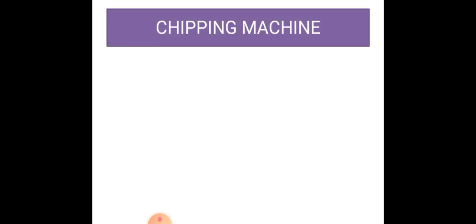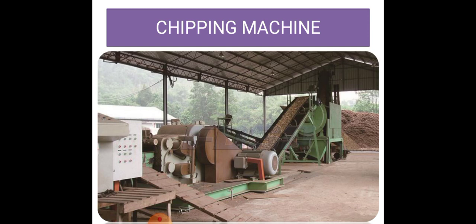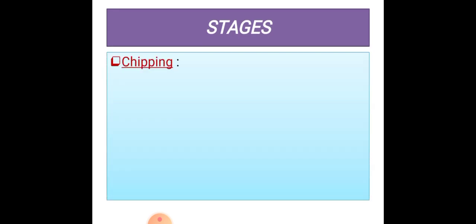Now, the first stage will be the chipping machine. What do you understand by chipping machine? That means once the wood is sent in order to cut, it is being chopped, right? So it can be smaller particles or larger particles. You can see the chipping machine here.